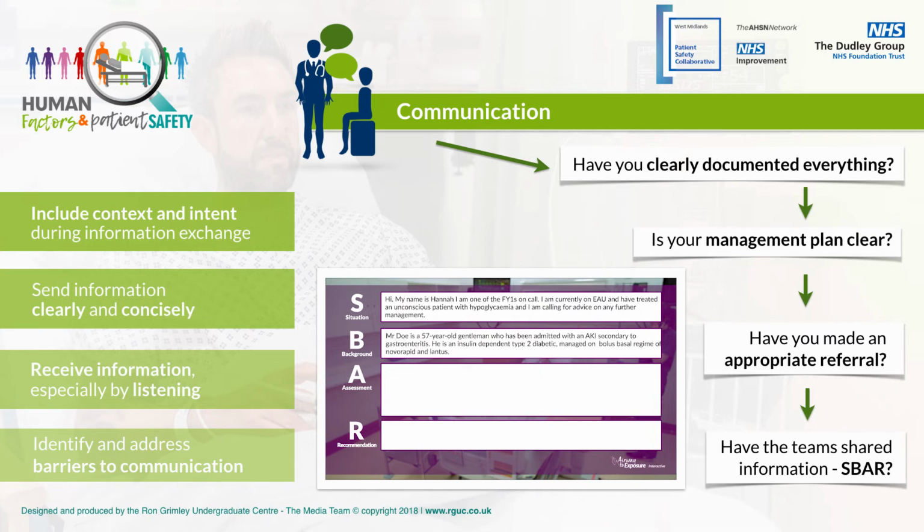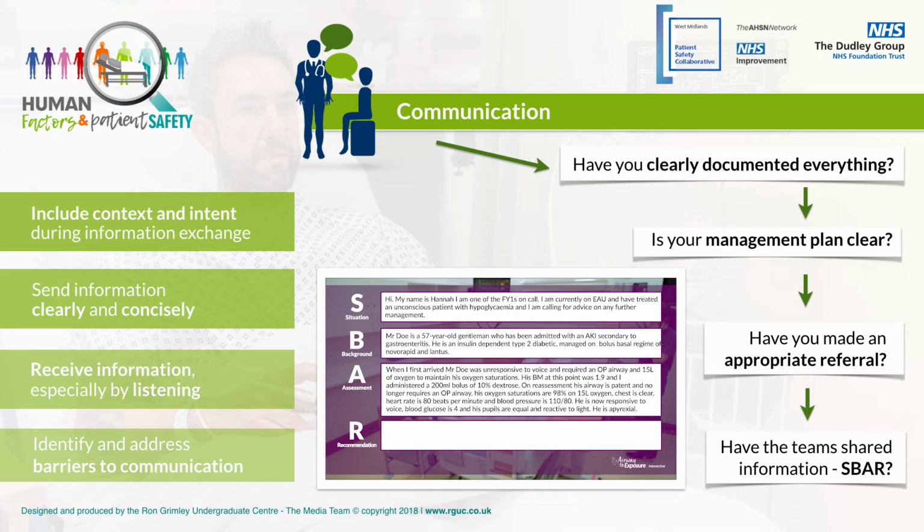Mr. Doe is a 57-year-old gentleman who's been admitted with an AKI, secondary to gastroenteritis. He is an insulin-dependent type 2 diabetic, managed on a bolus basal regime of Nova Rapid and Lantus. When I first arrived, Mr. Doe was unresponsive to voice and required an oropharyngeal airway and 15 litres of oxygen to maintain his oxygen saturations. His BM at this point was 1.9, and I administered a 200 ml bolus of 10% dextrose.